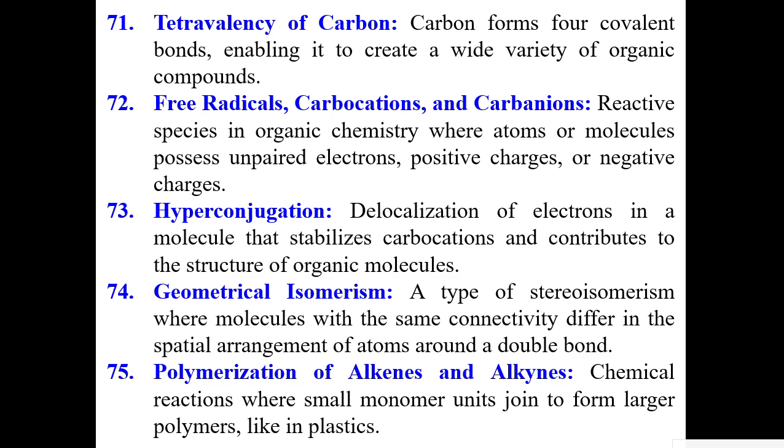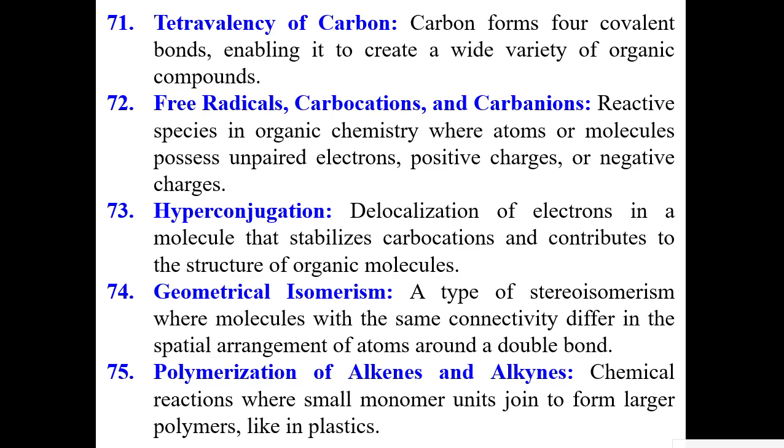The maximum number of electrons that can be accommodated by carbon is 4 only. What are the four covalent bonds? Can you explain? If one electron is shared, that is one covalent bond. If two electrons are shared, that is two covalent bonds, like that. Covalent bond is nothing but sharing of electrons with each other.